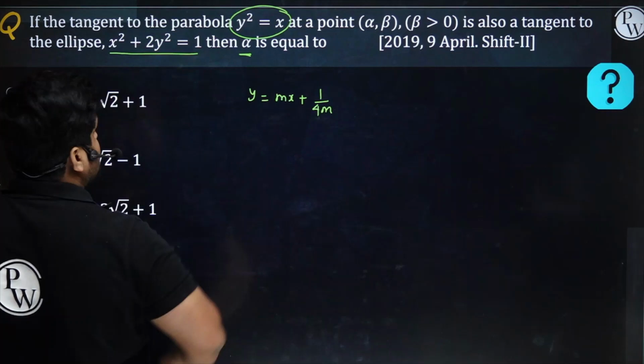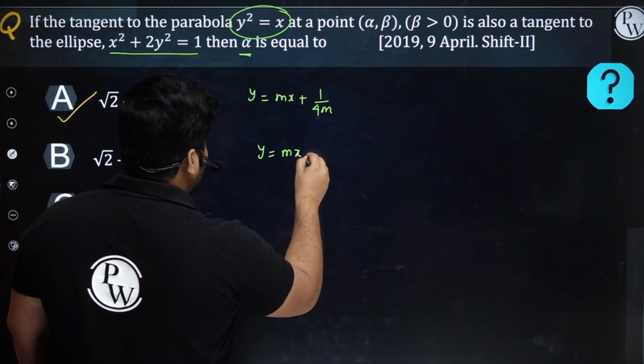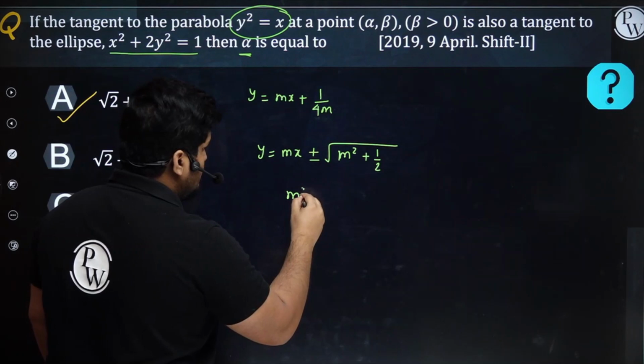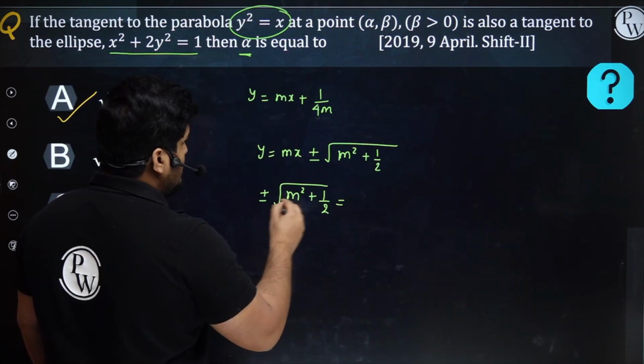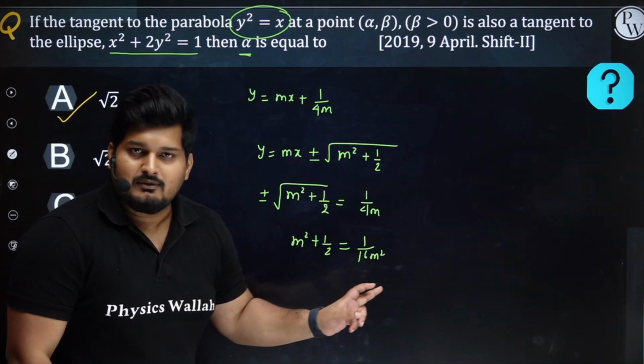So for this ellipse, if we write the tangent, what is it? y is equal to mx plus minus the square root of a²m² plus b². So a² is 1, m² plus b². What is b²? 1 by 2. These two will be equal. So m² plus 1 by 2 will be equal to 1 upon m. Let's square both the sides. So m² plus 1 by 2 will be equal to 1 upon 16m²... you solve it for slope m.